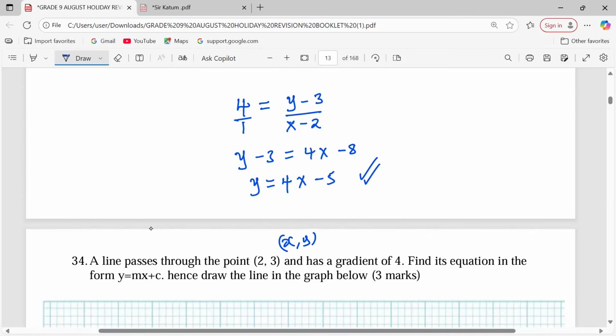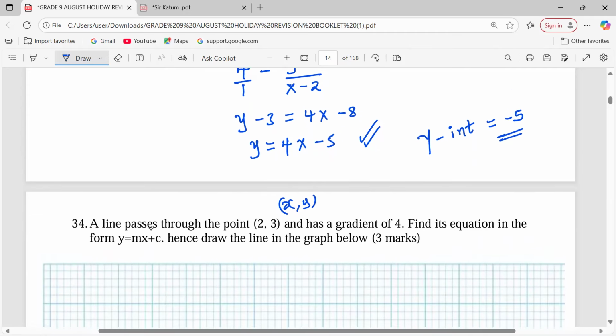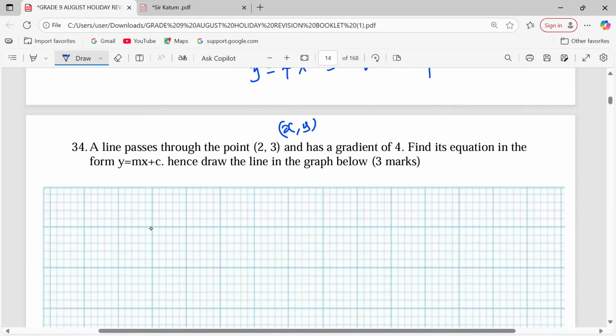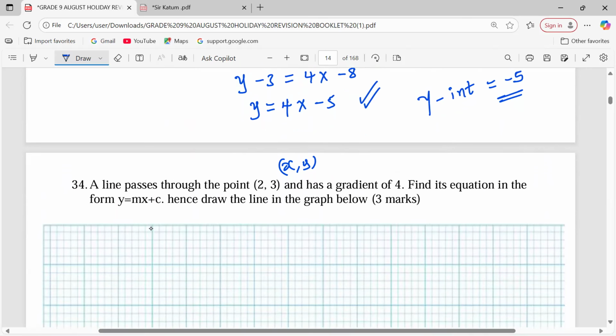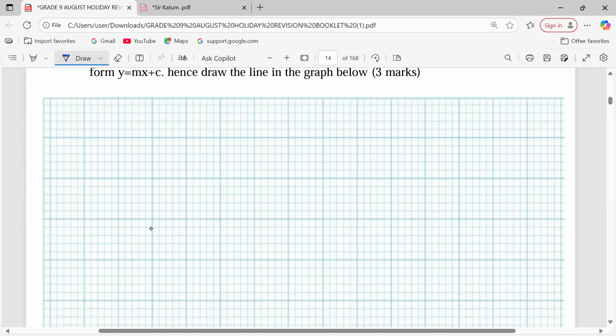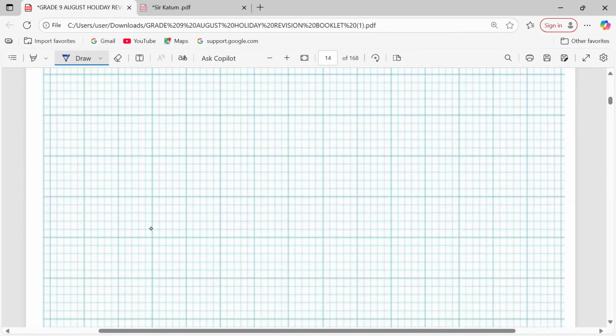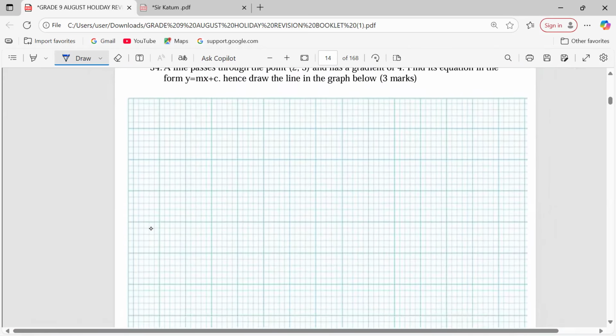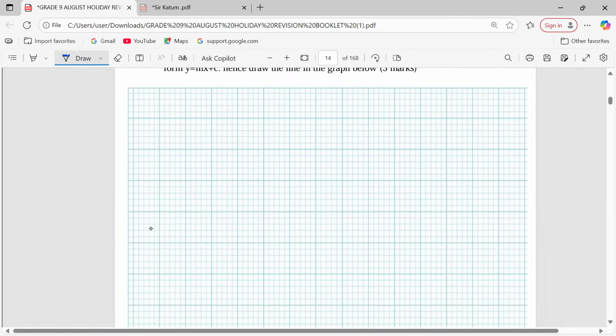According to this equation, we can tell that the y-intercept of the line is -5. If the y-intercept is -5, then we can draw the line. We can now draw the line, ensuring that on the y-axis we pass through -5, and we also pass through coordinate (2, 3). So let me draw the line. Two coordinates are usually enough for a straight line.